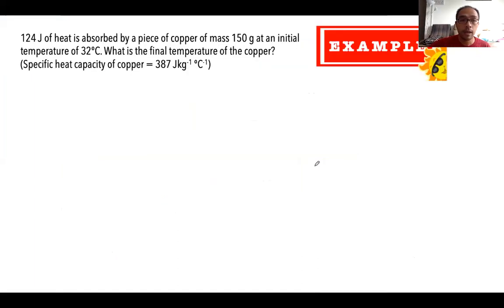Okay, right. So let's take a look at this example. We have 124 joules of heat. I'm going to mark this down here first. This one we know is Q. It is absorbed by a piece of copper with a mass of 150 grams. Guys, whenever you see 150 grams, the first thing you need to do is change it to kilograms, which is 0.15 kilograms. Don't do anything unless it is in kilograms. At an initial temperature of 32 degrees Celsius, what is the final temperature of the copper?